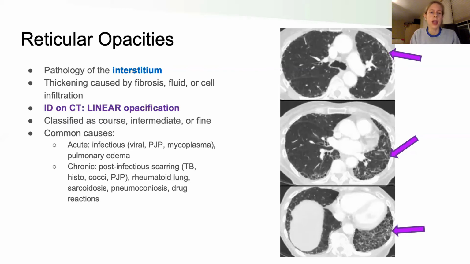Some common causes of this: you can have all sorts of infectious causes. Oftentimes we think of community-acquired pneumonia, atypical pneumonias that actually infect that interstitium as opposed to the alveoli. So that makes sense that it would cause reticular opacities. Other viral infections can do that. Pulmonary edema, depending on the cause, can concentrate in the interstitium. And then more commonly, we see this chronically with post-infectious scarring. If you had a bunch of inflammation going on for a while in the lungs, it's going to leave some stuff behind, so it's going to cause some scarring. We also see this with autoimmune diseases like rheumatoid and sarcoid, and then drug reactions can also do this pretty commonly.